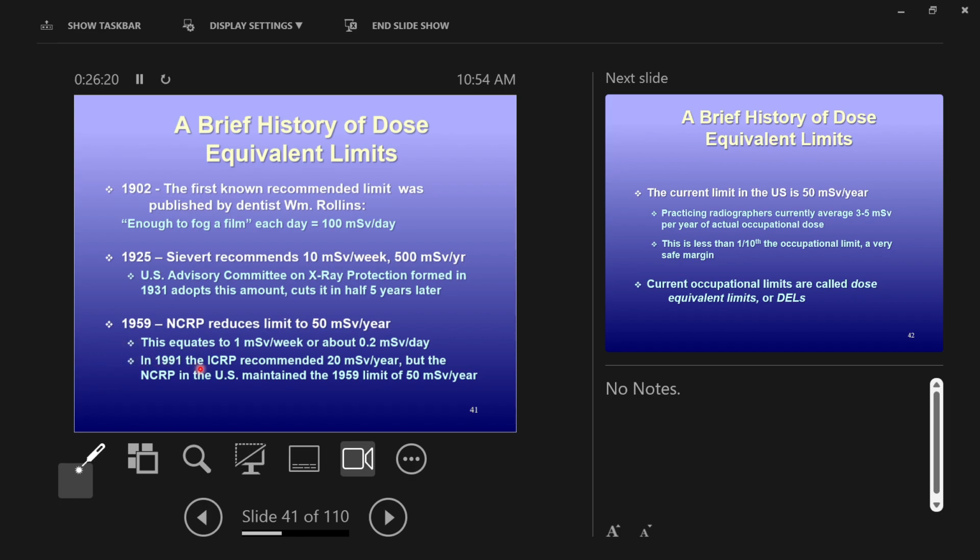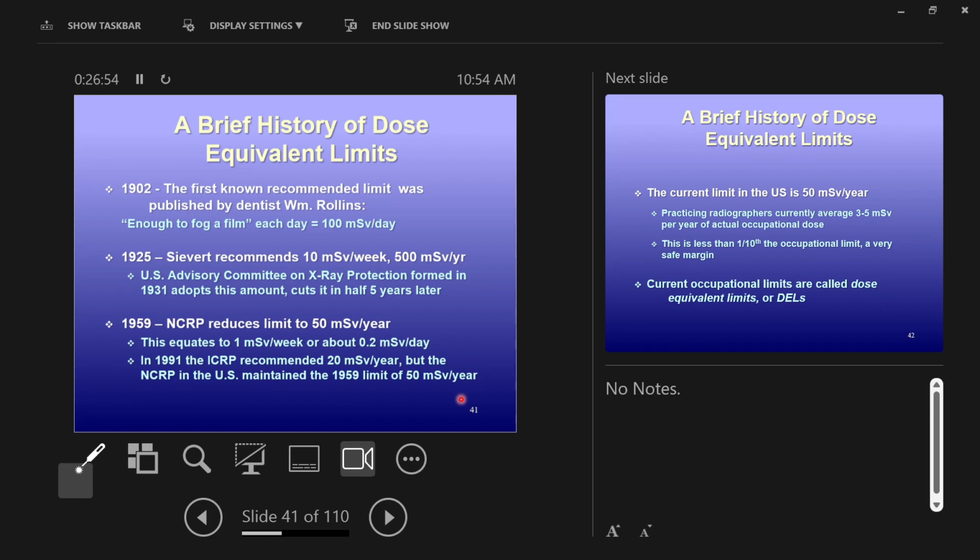1991, the International Council on Radiation Protection and Measurements, which is just the equivalent of the NCRP but for everyone in the world, recommends decreasing to 20 millisieverts per year, but this is not changed. This was never changed. The U.S. maintains the 1959 recommended limit of 50 millisieverts per year, and that has not changed since 1959. Today, radiographers and everyone working with radiation is limited to 50 millisieverts per year of dose equivalent, and that has not changed since, again, 1959.